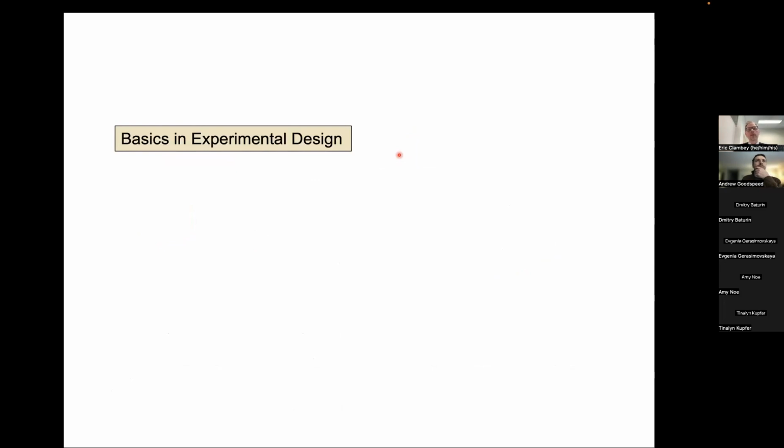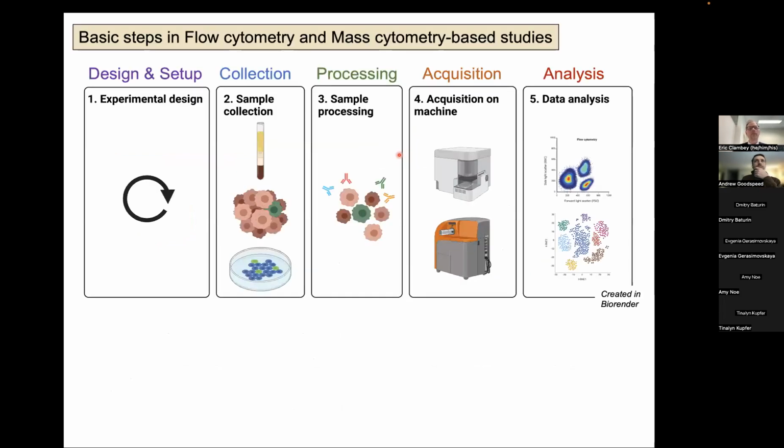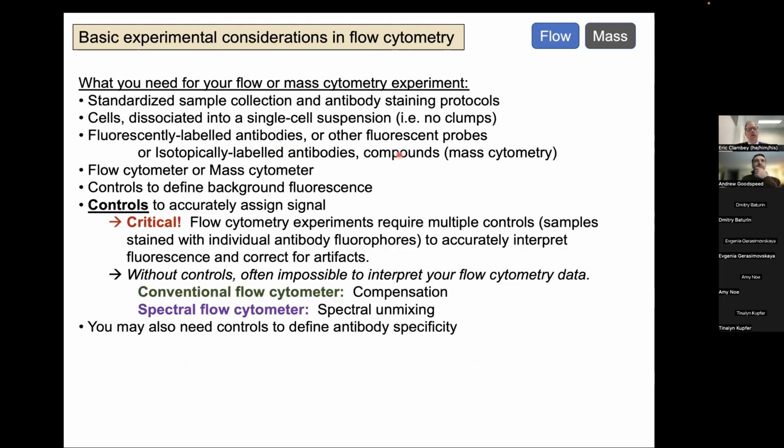Okay. So let's talk about basic experimental design. All right, so the things that you need in your flow or mass cytometry experiments, obviously you need standardized sample collection and antibody staining protocols. You need your cells in suspension, your antibodies, your cytometer, and then you need controls. Okay, you need controls to define your background fluorescence or isotopic signal. You need controls to accurately assign your signal.